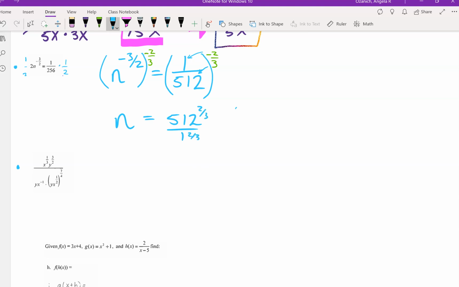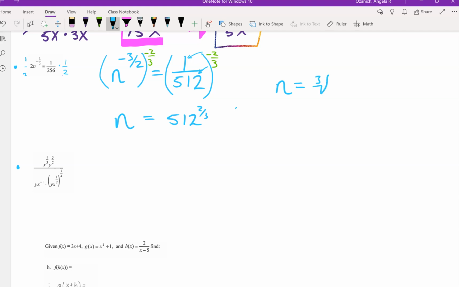So thinking about what we do with those negative exponents, and of course 1 to the 2/3 is just 1, so we don't even really have to write that part. Let's just get rid of that so we don't have to mess with it. And then this becomes our question, right? Can I evaluate n equals 512 raised to the 2/3?